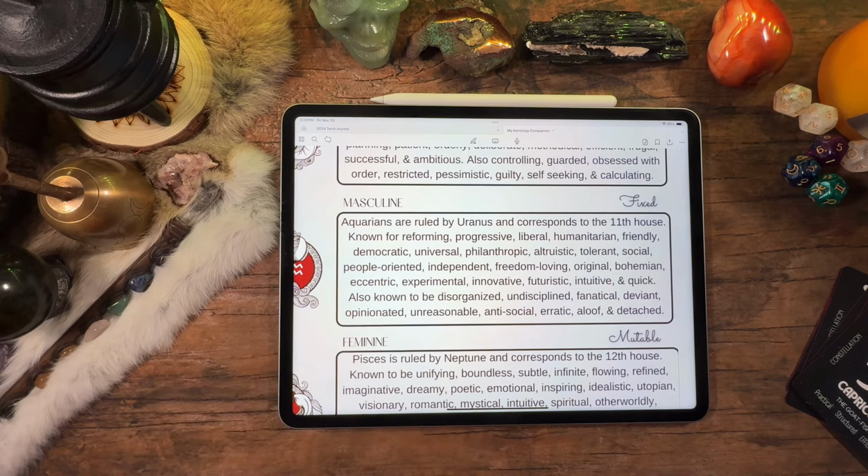Known for reforming, progressive, liberal, humanitarian, friendly, democratic, universal, philanthropic, altruistic, tolerant, social, people-oriented, independent, freedom-loving, original, bohemian, eccentric, experimental, innovative, futuristic, intuitive, and quick. Also known to be disorganized, undisciplined, fanatical, deviant, opinionated, unreasonable, antisocial, erratic, aloof, and detached.